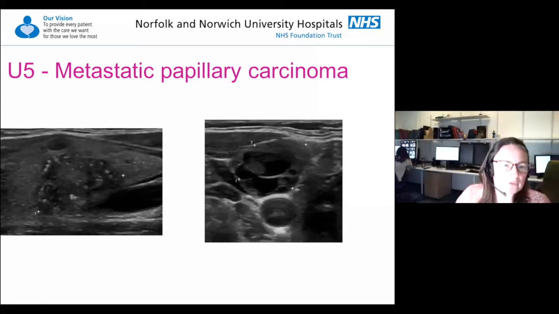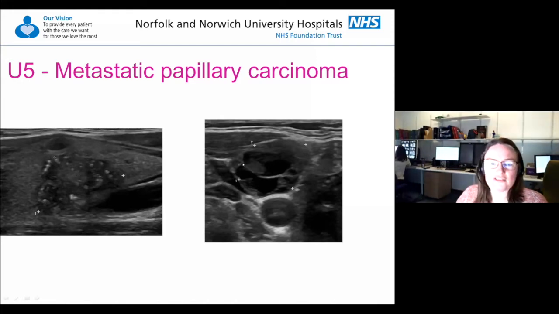This is an example of a metastatic papillary carcinoma. So the lesion on the left is within the thyroid. It's got some microcalcification. It's generally hypoechoic compared to the background thyroid, and is a little bit ill-defined. So that is a suspicious looking thyroid lesion. I'd probably go straight to U5 with that sort of lesion because of the microcalcification. I'd have a high index of suspicion that that is a papillary cancer.